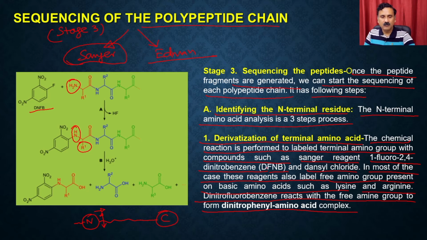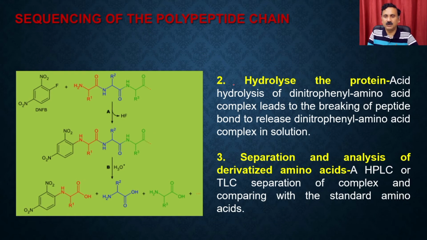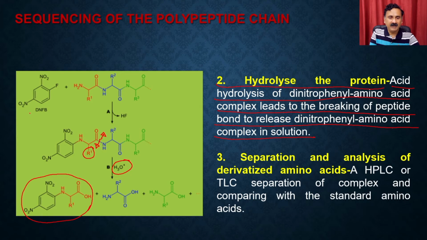Now, in step 2 you are going to hydrolyze the protein. When you do the acid hydrolysis of the dinitrophenyl amino acid complex, that leads to the breaking of the peptide bond to release the dinitrophenyl amino acid complex in the solution. So, once the first amino acid is labeled, you are going to do the acid hydrolysis, and it is actually going to break the bond between the first amino acid and the second amino acid, and as a result the first amino acid which is already labeled with the DFNB is going to be released from the main chain.